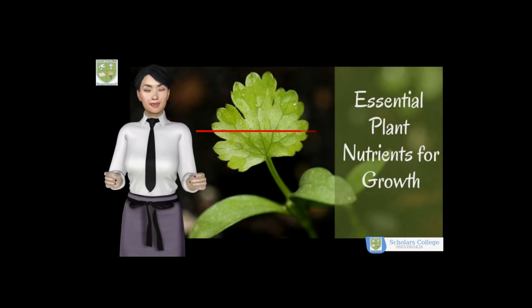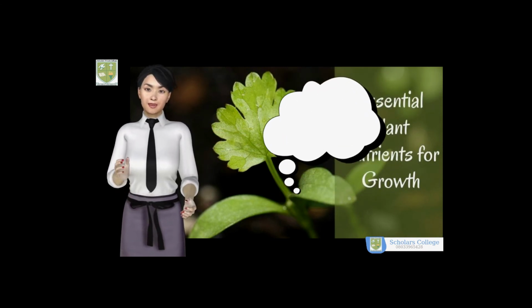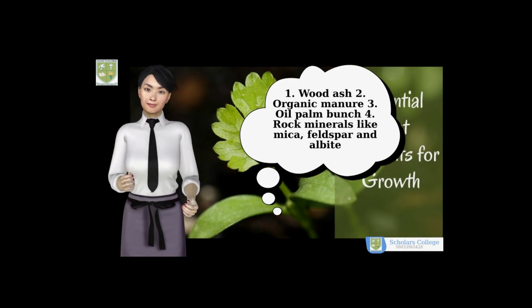Sources of potassium. 1. Wood ash. 2. Organic manure. 3. Oil palm bunch. 4. Rock minerals like mica, feldspar and albite.